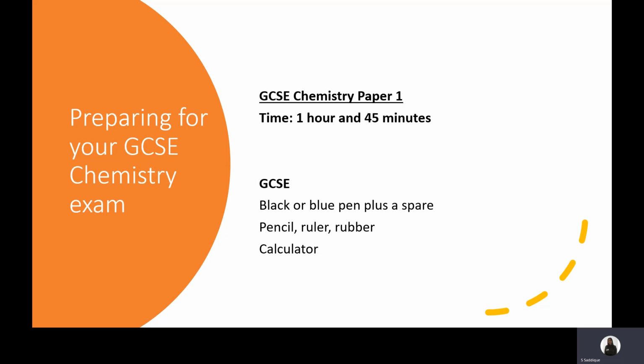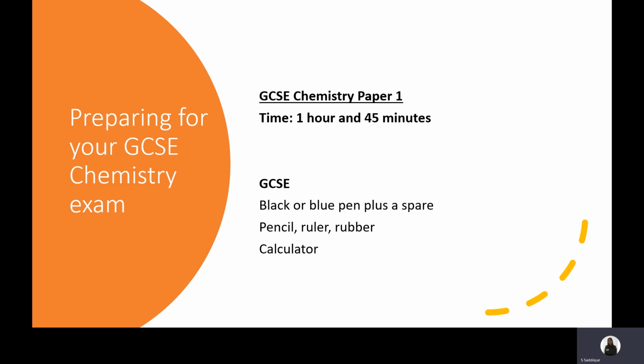Hi Year 11, today I'm just going to spend a little bit of time talking you through some useful tips and tricks for your GCSE chemistry exam. The time you have for this paper is 1 hour and 45 minutes. It's half an hour longer than the combined students have. This is due to the extra content you've covered and will be assessed on.